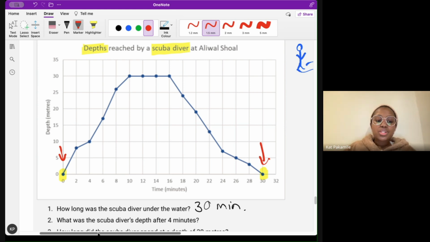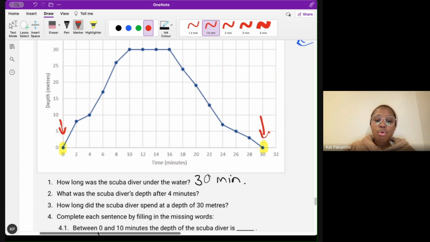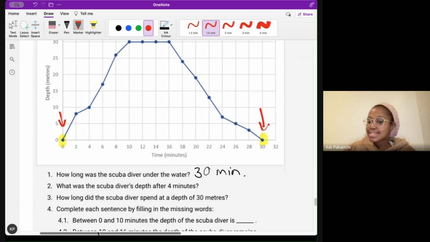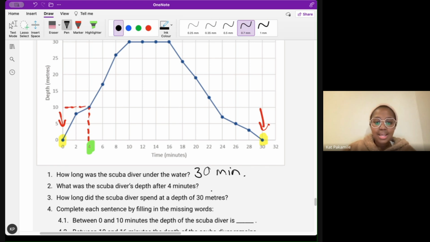Great. What was this guy's depth after 4 minutes? It was 10 meters. Great. Okay, with such questions, you need to be very careful to put your units. So to find that, we're going to go to the minutes that we're given. So after 4 minutes is over there. We go up in the graph until we touch the graph, which is over there. Then you go sideways and you check. He was 10 meters under the water after 4 minutes.